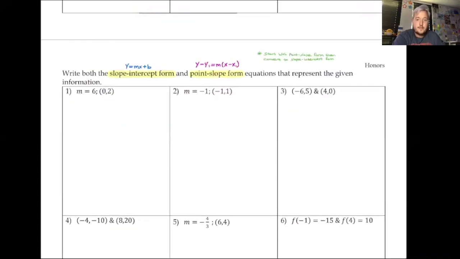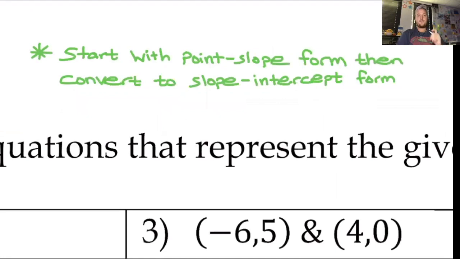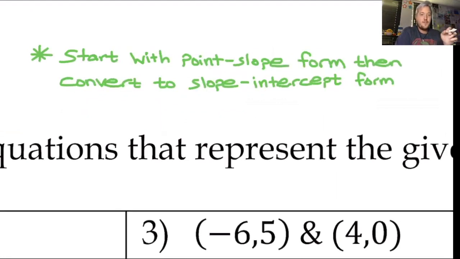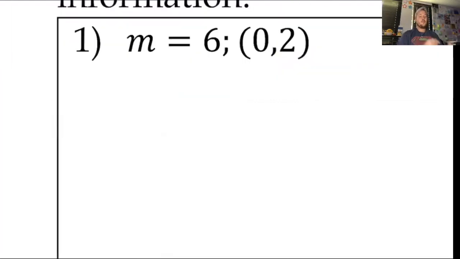All right, so now for this next section, we actually want to write the equations in both slope-intercept form and point slope form. So we're going to be doing some converting. So some good advice, always start with point slope form and then convert it. So I'll show you why this is actually a lot better. Because if you notice here, we're actually given a point and a slope. So that should tell you it's better to start in point slope form.